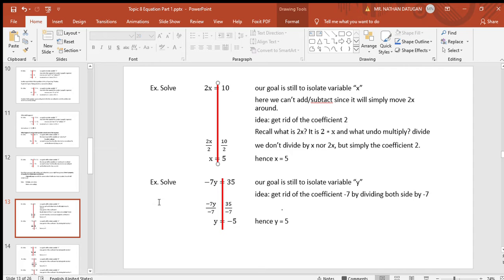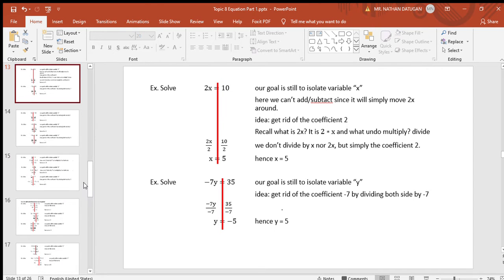Now let's try solving another one. Negative 7y is equal to 35. We want to isolate y, so we have to get rid of that negative 7. We have to divide both sides by negative 7. This negative 7 cancels out, and we're left with y. And 35 divided by negative 7 is negative 5. Hence y is equal to negative 5.